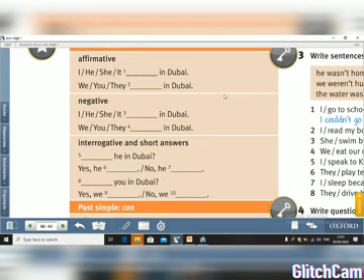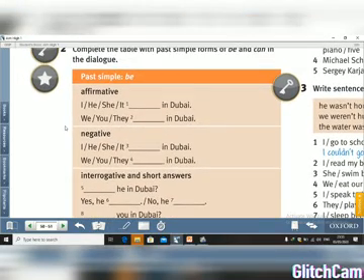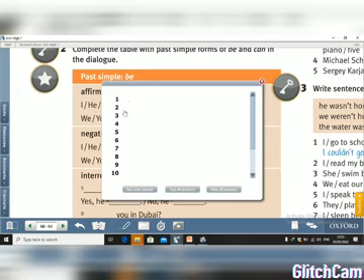Interrogative and short answers with the past simple using the verb to be. Number 5. He and why? Yes, he was. No, he wasn't. Was he in Dubai? Yes, he was. No, he wasn't. Okay.